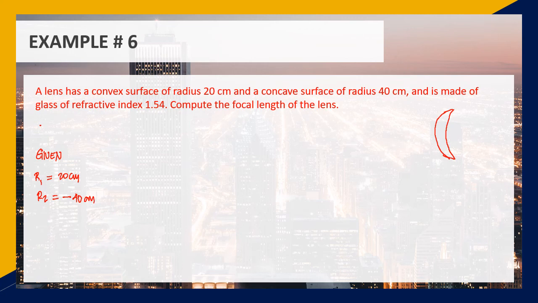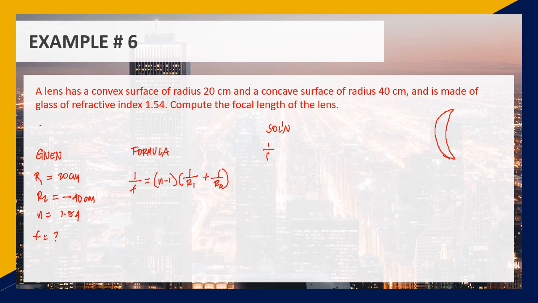Then, and is made of glass of refractive index 1.54. So refractive index is letter n, so 1.54. Okay? So sa atong buhatan karon, unsa gipangita? Ang focal length sa lens. Okay? So formula is 1 over f is equal to n minus 1 times 1 over r1 plus 1 over r2. Okay? Solution.